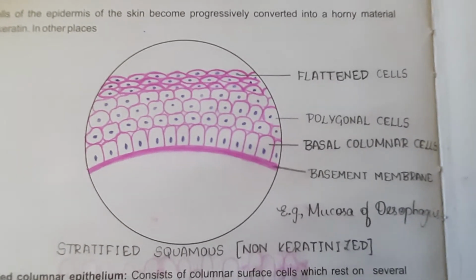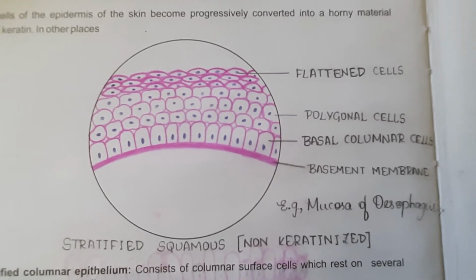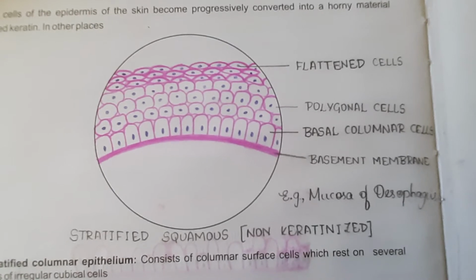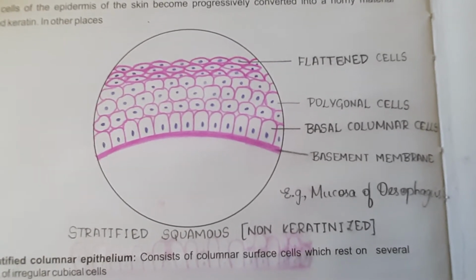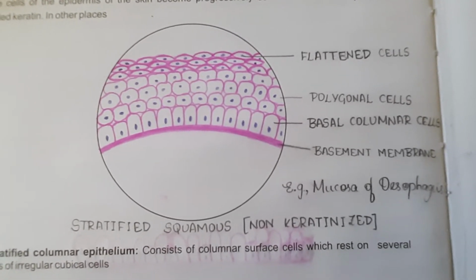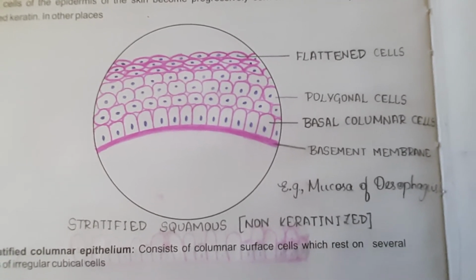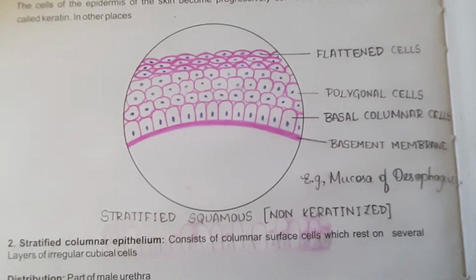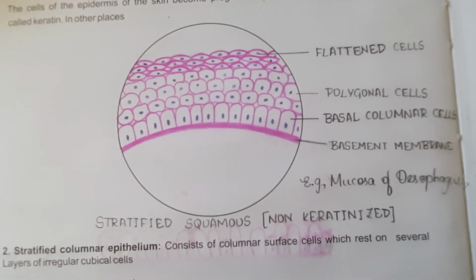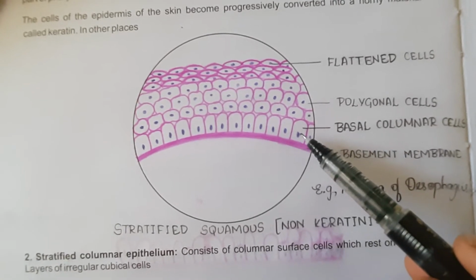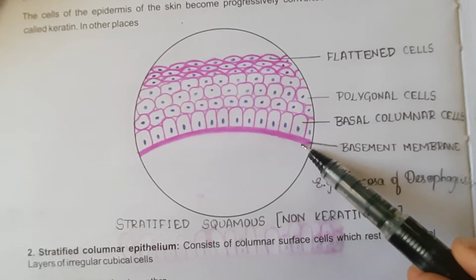And here is the stratified epithelium. Stratified epithelium means it is multi-layered, more than one layer. Strata means layer. If more than one layer is there, that is called a stratified epithelium. Here you can find the stratified squamous non-keratinized epithelium. And here you can see the basement membrane.